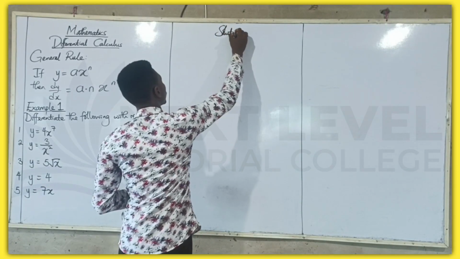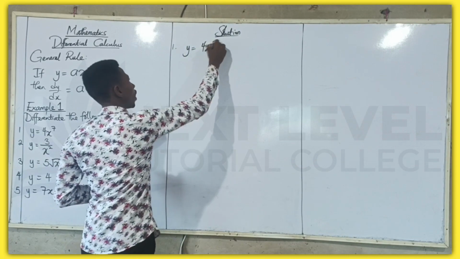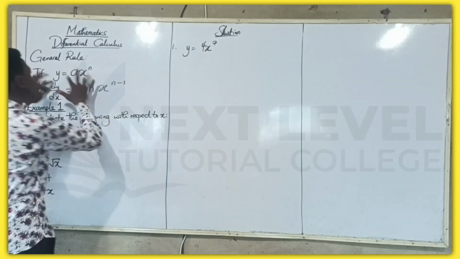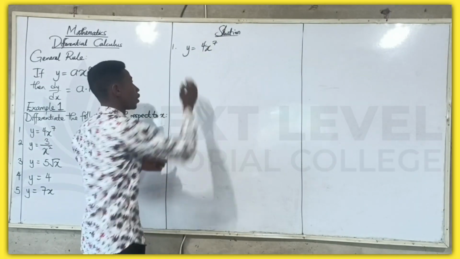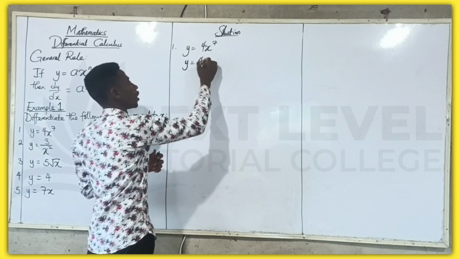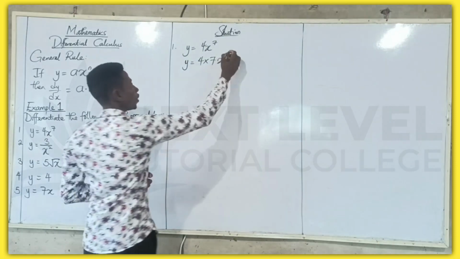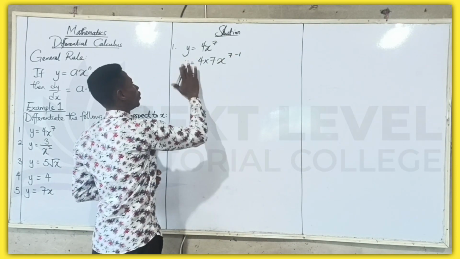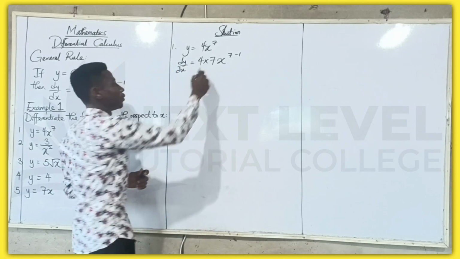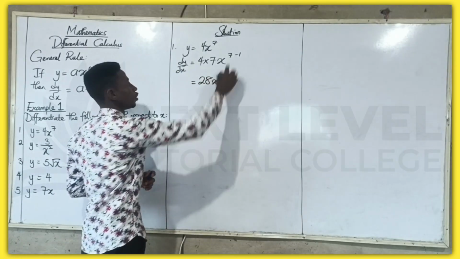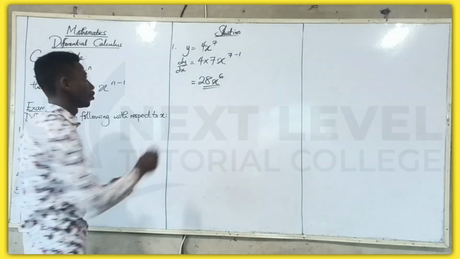Solution. Number 1, we have y equals 4x raised to the power 7. Following this rule, we simply multiply the coefficient and the power. So y will be equal to 4 times 7, then x raised to the power, we subtract 1 from the power, that is 7 minus 1. So, sorry, this is not y, this is dy/dx. Pardon me for that mistake. So 4 times 7 is 28, then x raised to the power 7 minus 1, that is 6, and that is the answer to that question.